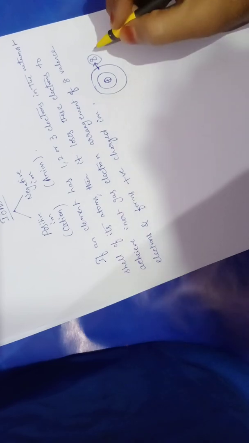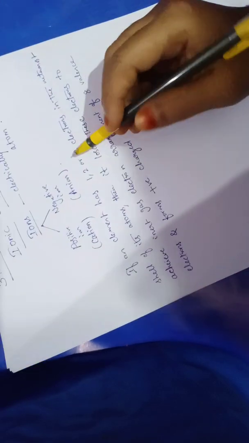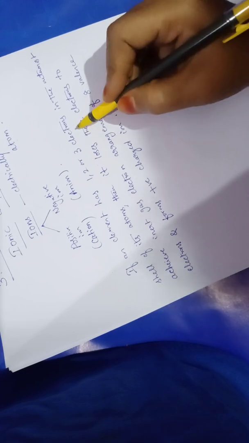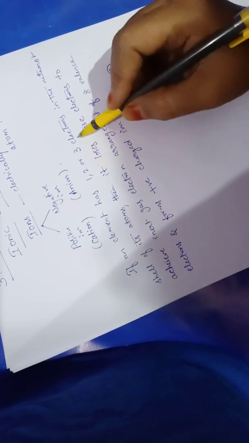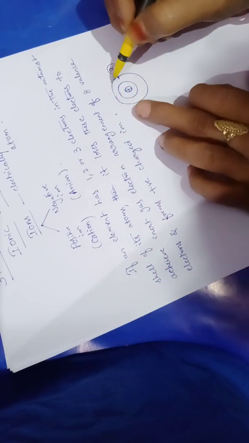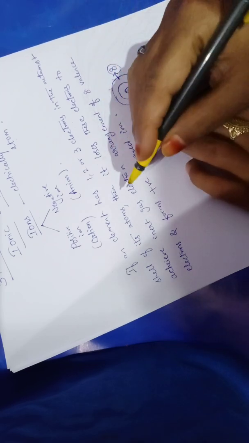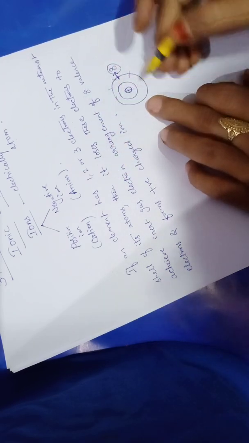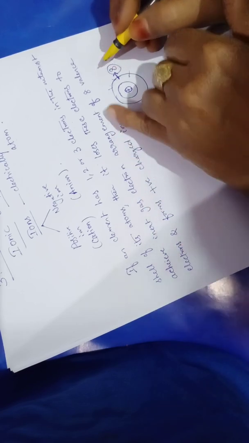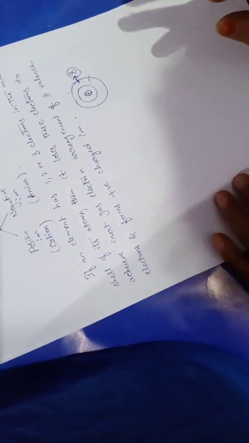So if any element has 1 or 2 or 3 electrons in the outermost shell, up to 3 electrons only is its capacity, then it loses these electrons to achieve the inert gas arrangement of 8 valence electrons. I will tell you an example so that you will understand.